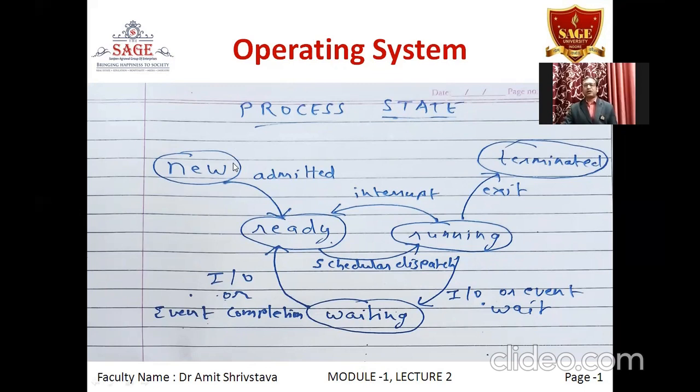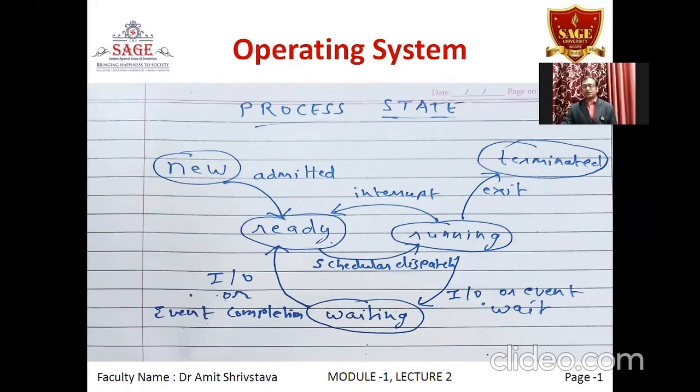So whenever a new program is executed, it automatically comes into the new state. That new state is basically present in our hard disk, where all the newly executed processes are stored. Now, when they are admitted, depending on the size of the program or process and the size of the available memory in our RAM, the new process gets admitted.